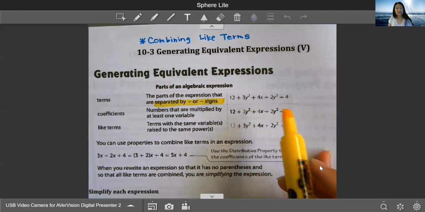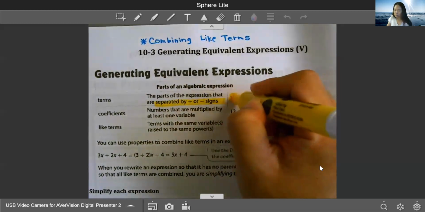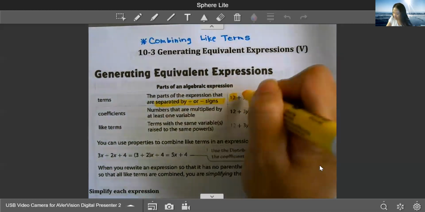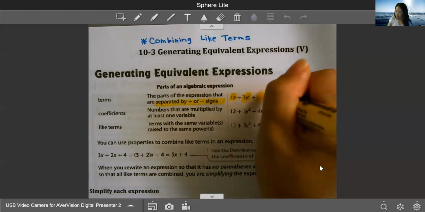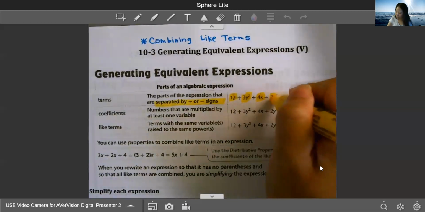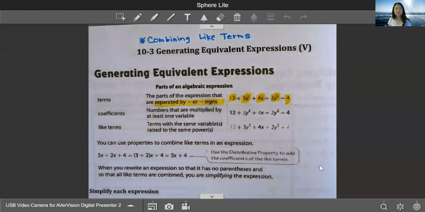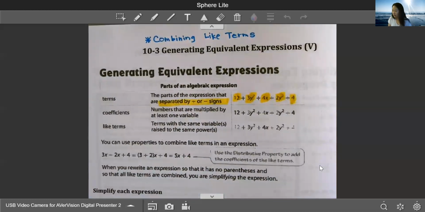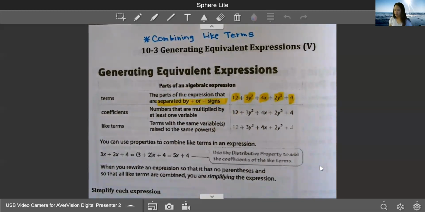Plus or minus signs. Okay, so then this 12 is one term, and then another term is the 3y to the second power, which is 3 times y to the second power. That entire thing is another term. 4x is another term. 2y to the second power is another term. And 4 is another term. So notice how all of these are separated by plus or minus signs.